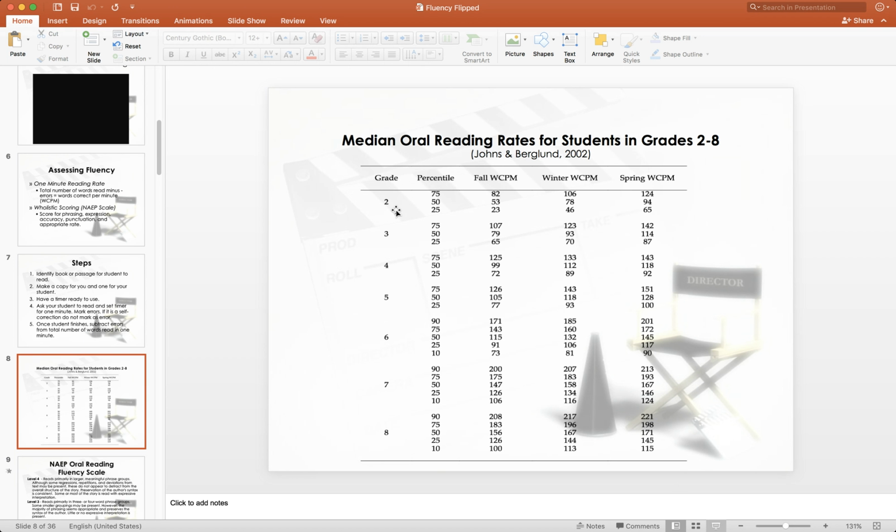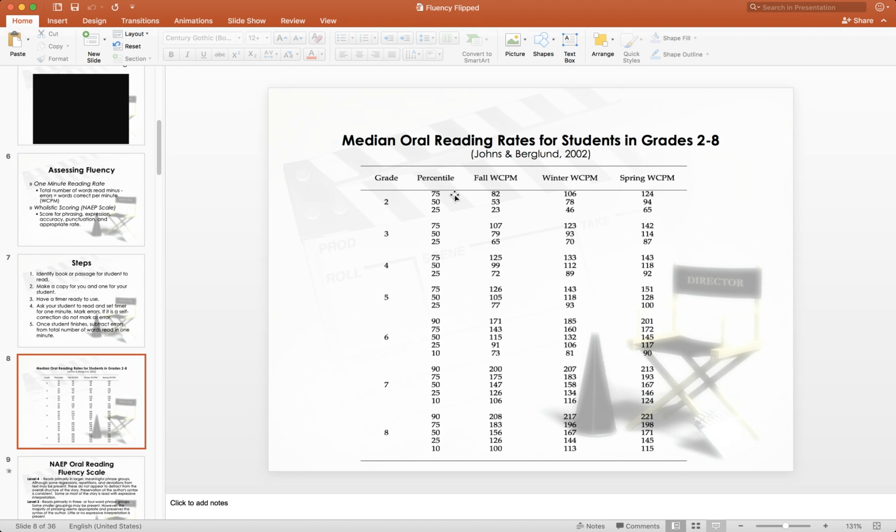So if you notice here, if you look at second grade, a second grade student should probably be falling between 23 and 82. So we see 23 is the lower 25th percentile, and 82 would be the upper percentile. In the winter, we want them to grow from 82 words correct per minute to 106 words correct per minute, until finally 124 words correct per minute.